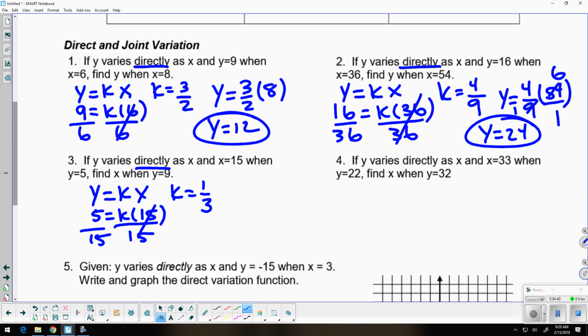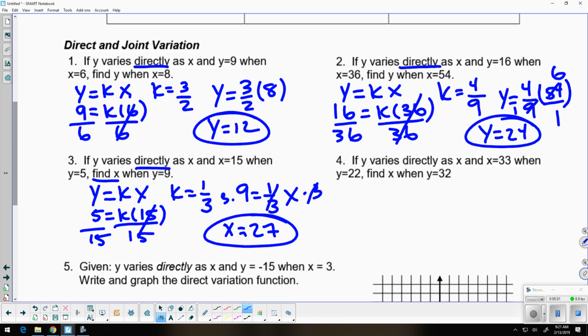And this time, though, switching it up, it says to find x when y is 9. So when you plug this back in, y is 9, and now we're solving for x. So just a little different. Solving for x, we know you don't divide by fractions, you multiply by the reciprocal on both sides. So canceling that out, you'd have that x is equal to 27 as your answer.